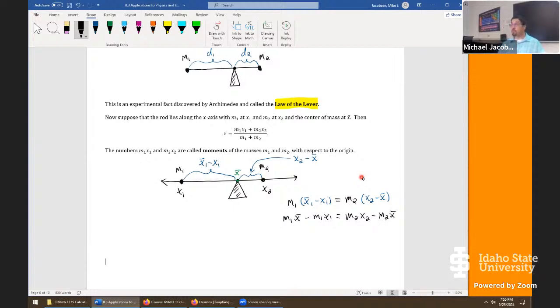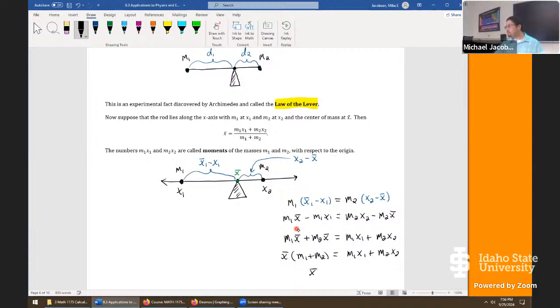Next, bring your x bar terms to one side, all other terms on the opposite side. So that term is frozen here: mass 1 times x bar, add mass 2 times x bar. Add to both sides of the equation mass 1 times x1. Mass 2 times x2 stays exactly where it's at. Finally, you can factor out x bar from this. x bar multiplies mass 1 plus mass 2, equal to mass 1 times x1 plus mass 2 times x2.